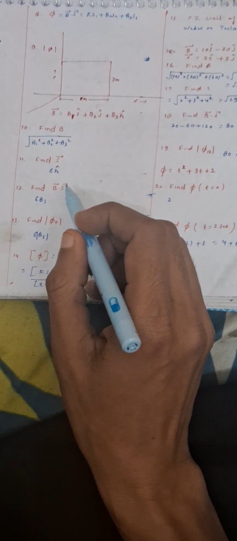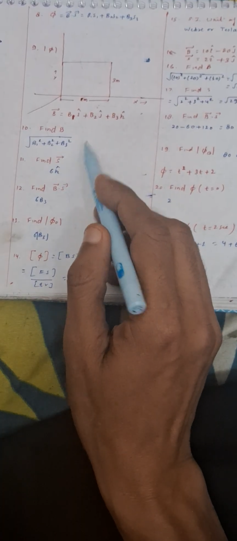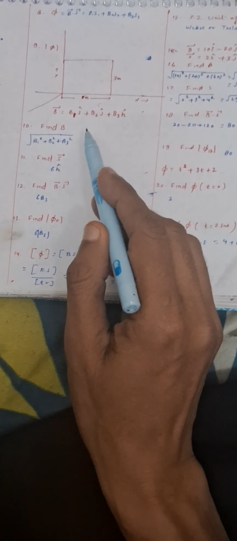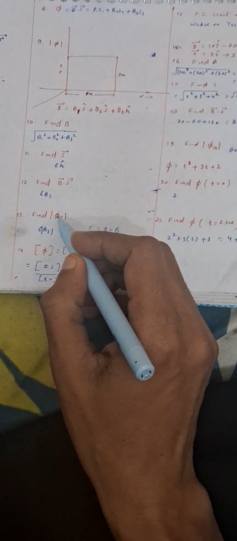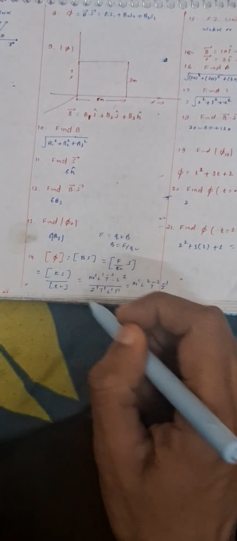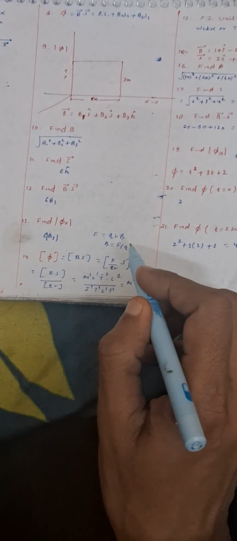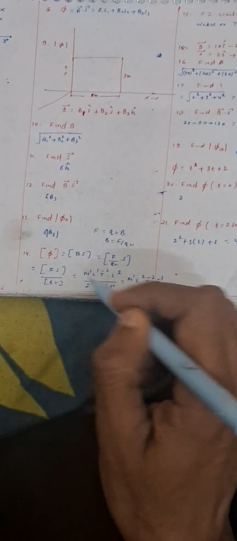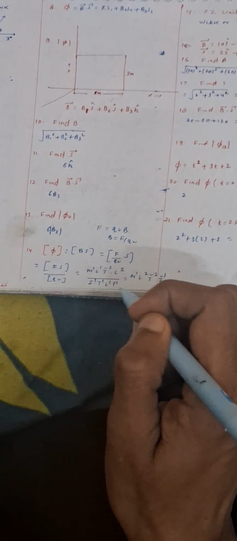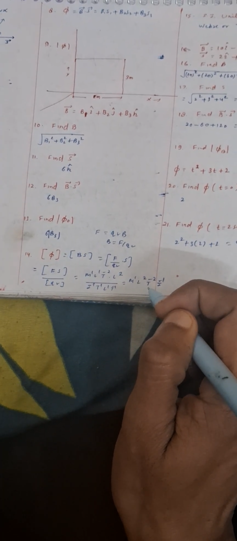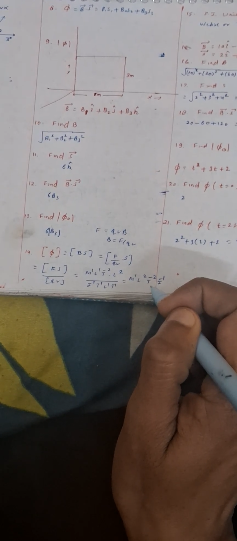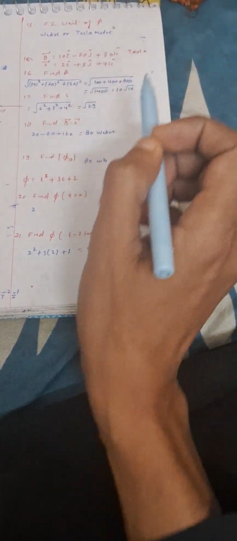Next is B dot S. So B dot S will be 6B3, as the i and j components contribute no flux. Next, find the magnitude of flux. That will be 6 times the magnitude of B3. Next is the dimension of flux. Flux is B into S, where B is F upon qv. After solving, we get the dimension of magnetic flux as ML2 T minus 2 I minus 1. Next is the SI unit of flux. That is Weber or Tesla meter square.